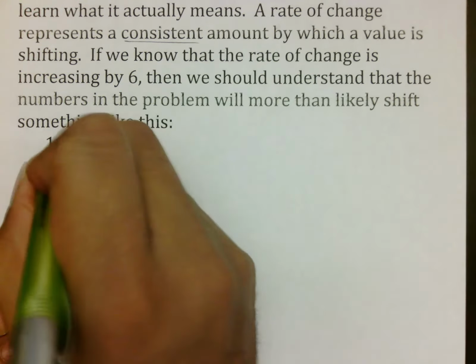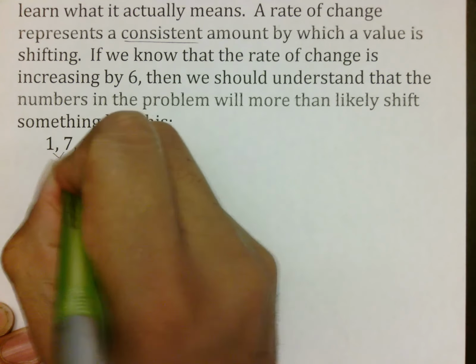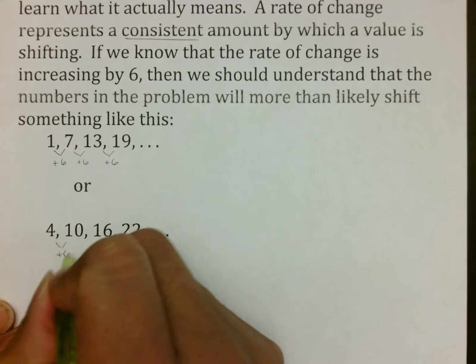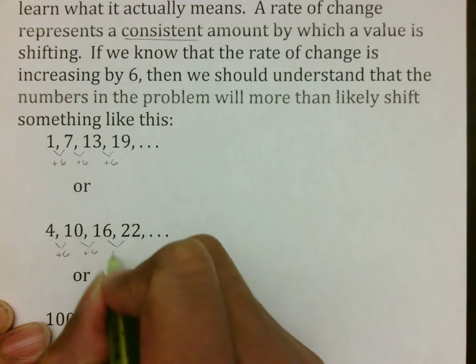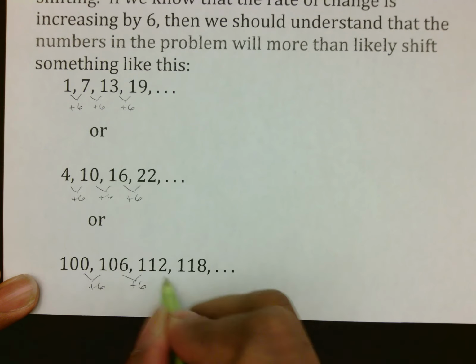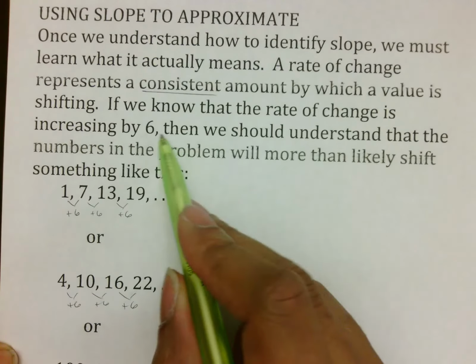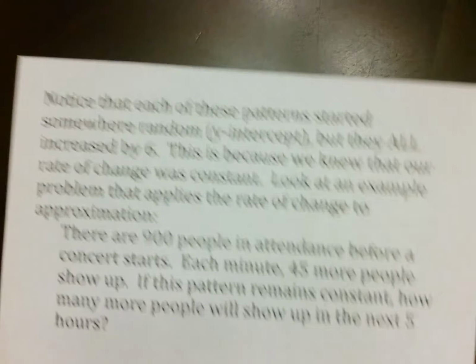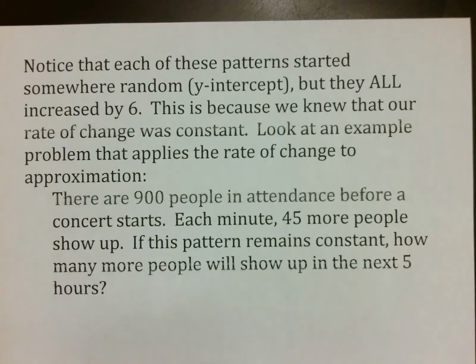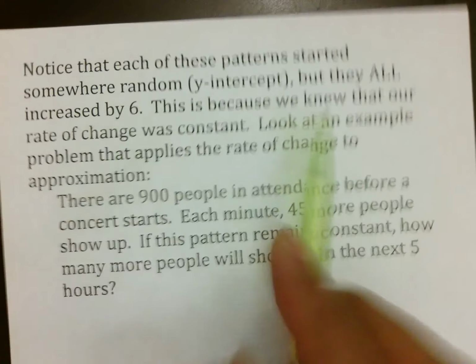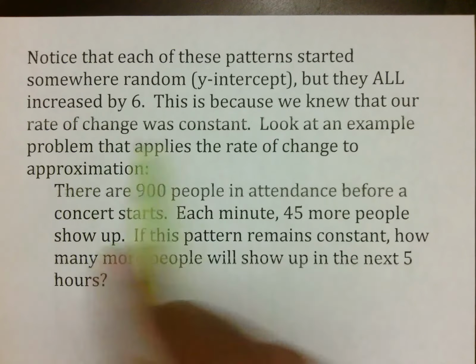What is similar about all these patterns is that they are all increasing by 6. Now, we do not know what the original amount is, but that doesn't really matter. All we knew about this pattern was that the rate of change is increasing by 6. Notice that they all started somewhere random. That would be your y-intercept. Remember, that's your starting point. But they all increased by 6. This is because we knew that our rate of change was constant.